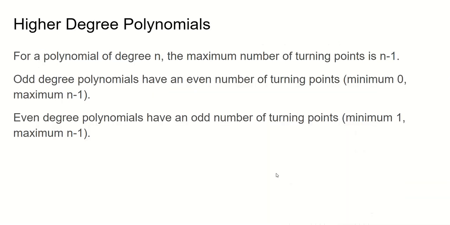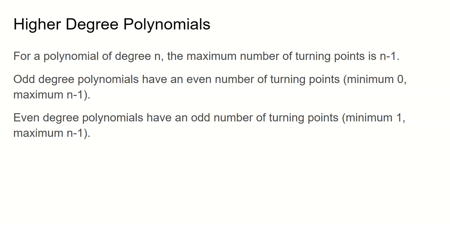Now for higher degree polynomials, let's say of degree n, the maximum number of turning points is going to be n minus 1. Now for odd degree, the minimum is 0 and the maximum is n minus 1. Either way, it's going to be an even number of turning points.